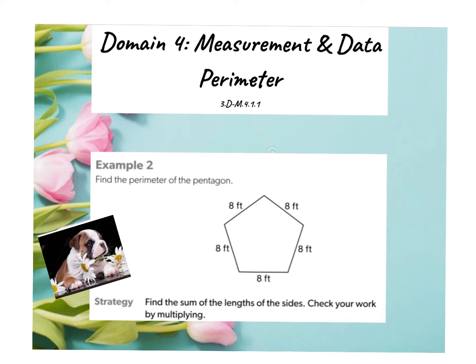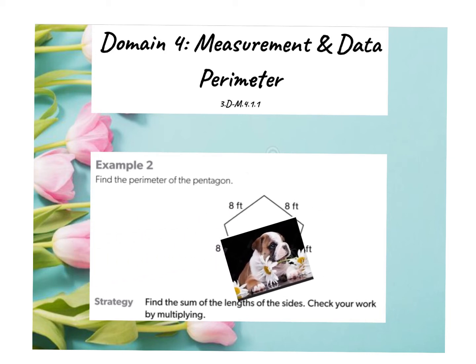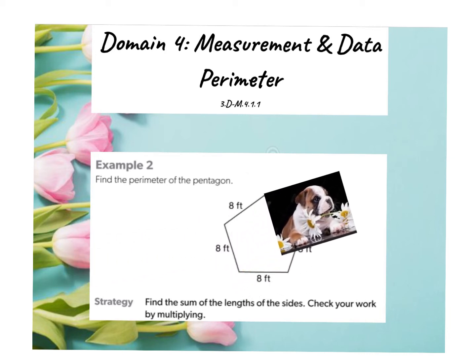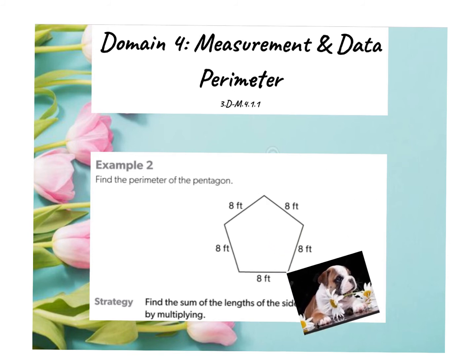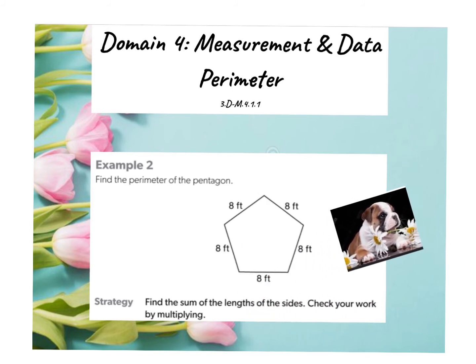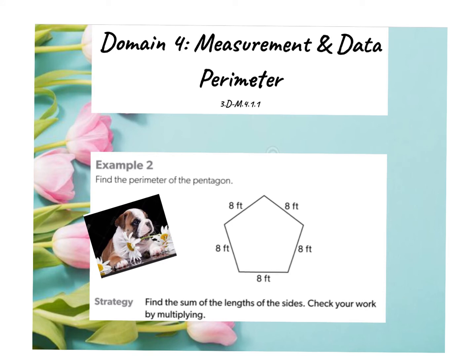Sometimes the shapes will have all of the sides that are the same, like in this pentagon. So we know that there are 5 sides that are 8 feet each. And so we can do 8 times 5, which equals 40.